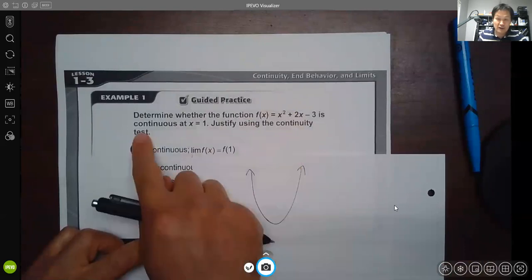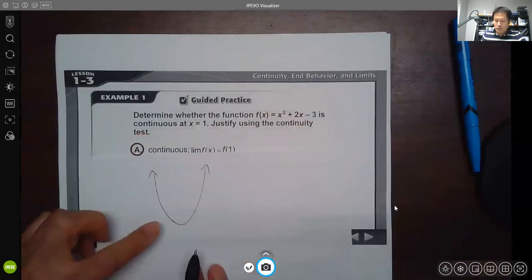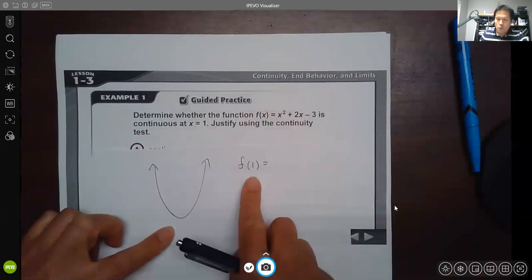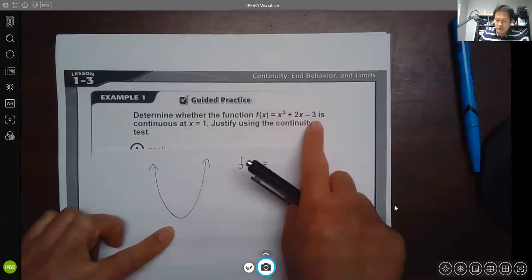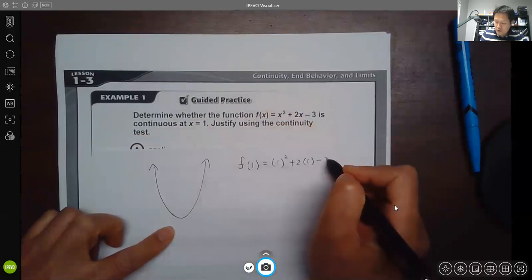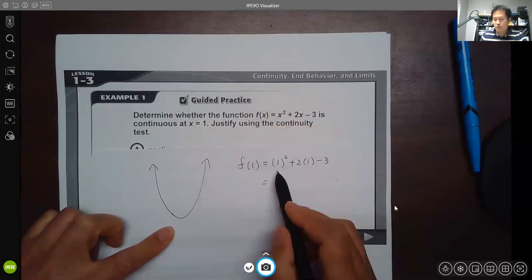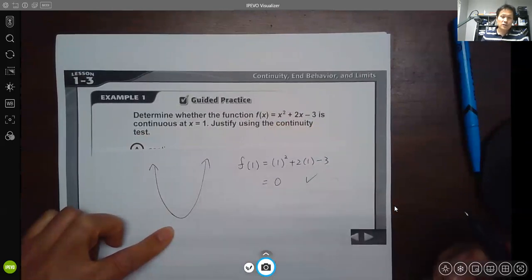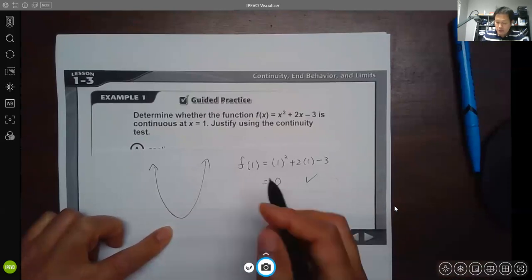Well, the continuity test is a different story. So first thing, what do we do? Plug it in, f of 1. Plug in 1 for the value of x. So 1 squared plus 2 times 1 minus 3 becomes 1 plus 2 is 3, minus 3. It becomes 0. Check mark. It does exist.